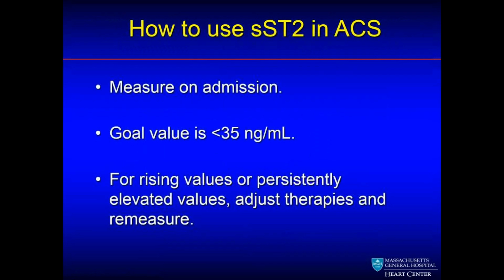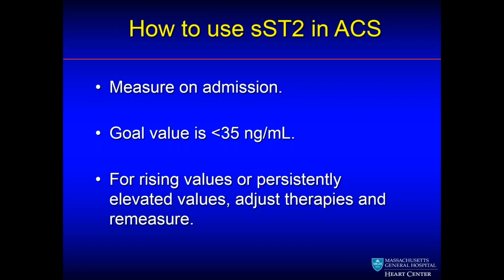So in patients with acute coronary syndromes, we recommend measuring it on admission. We don't necessarily have data about serial measurements, because most of the data in acute coronary syndromes is really based on admission, and that's where most of the damage to the myocardium occurs. We think that that's probably all you're going to need, at least for these patients. The goal value is less than 35.